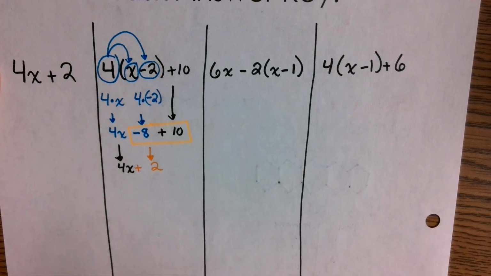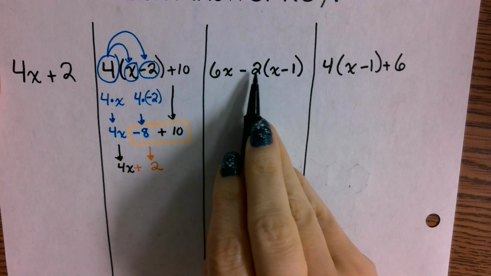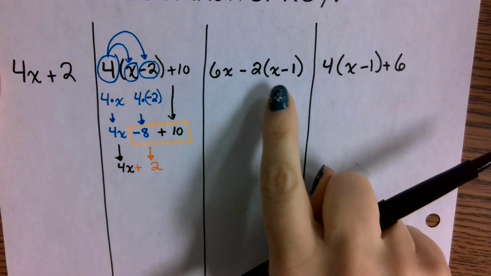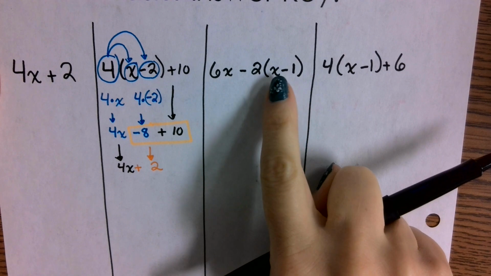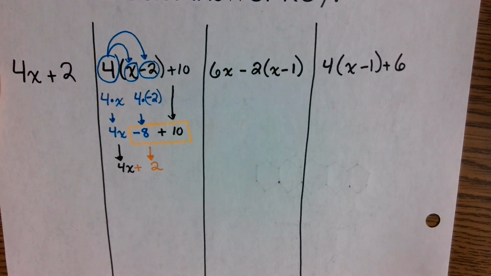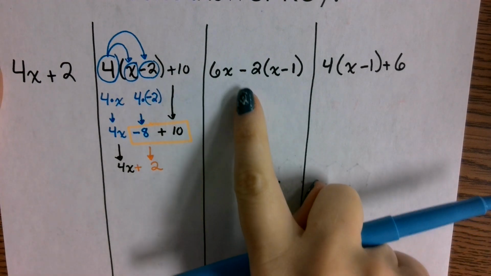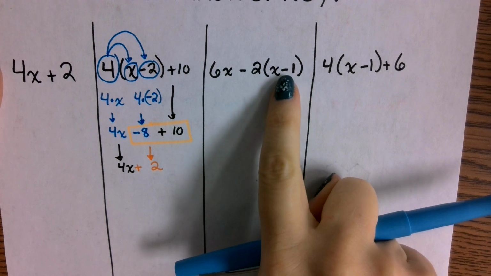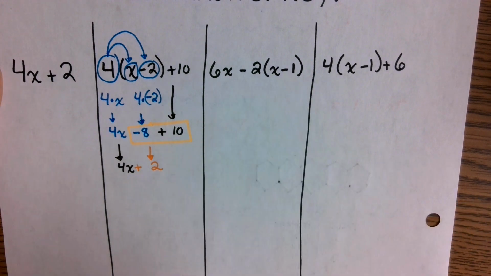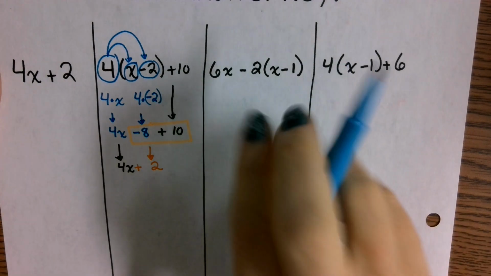Let's take a look at the second example. We're going to do that again. We have 6x minus 2 times the quantity of x minus 1. So we have distributive property here. What value am I going to distribute to the inside? Take a look at it. Think for a second. Which one of these values am I distributing to the inside components? Richard? Not just 2. Negative 2. Remember I said that minus sign.